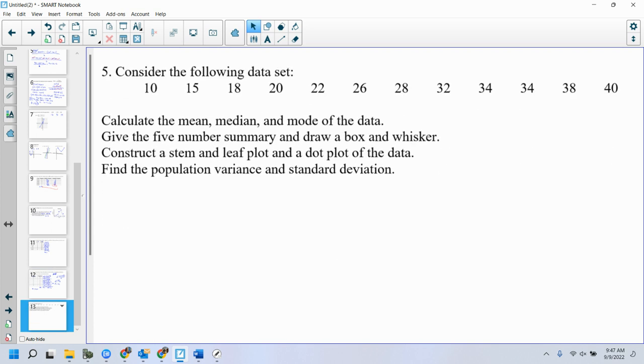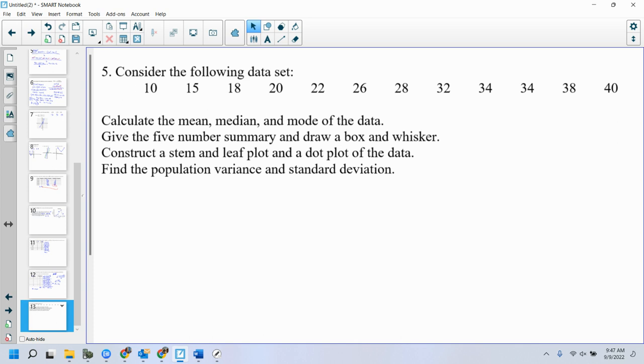Okay, consider the following data. Find the mean, median, and mode of the data. Give the 5-number summary. Draw a box and whisker plot. Construct a stem and leaf plot and a dot plot of the data. Find the population variance and standard deviation. So we're doing a lot with this data. A whole lot with this data. Let's take it piece by piece.